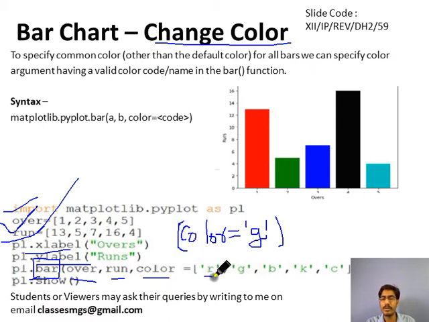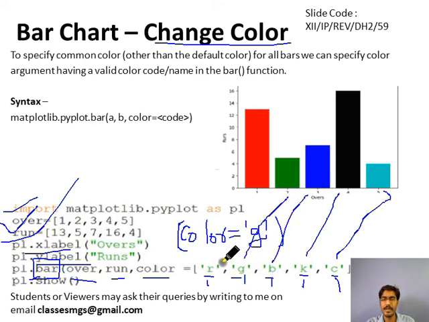If you want to draw the bars in different colors, then you will use this: the first bar will be in red color, the second bar in green color, the third bar in black color, the fourth bar in blue color, and the fifth bar in cyan color, where K means black. So this is the way it is represented. This way, you can see, this is how you can change the color of the bar graph very easily.